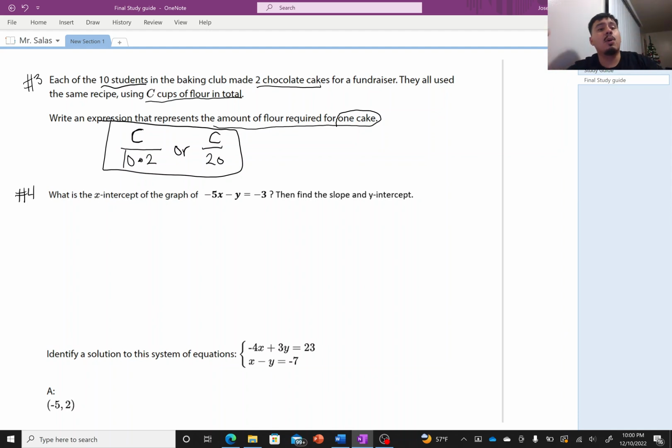If you want to pause the video and rewind to understand number 3, go ahead, do that. That is the beauty of making videos. You get to rewind and fast forward whenever you need to understand something. But we're going to go ahead and continue with number 4.